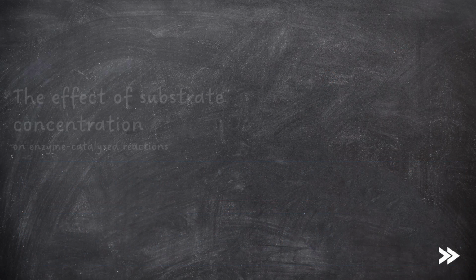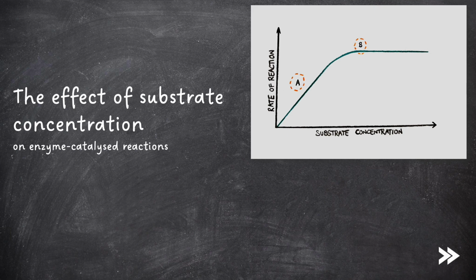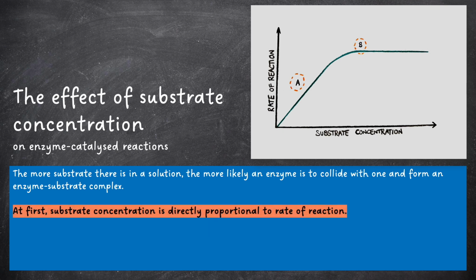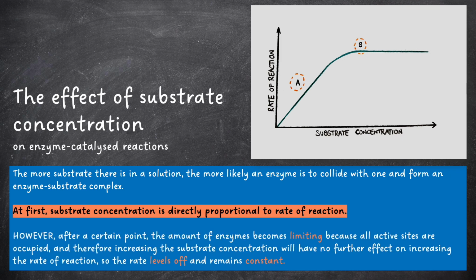Next we have substrate concentration, which shows the same trend as enzyme concentration. The more substrate there is in a solution, the more likely an enzyme is to collide with one and form an enzyme-substrate complex. Therefore, at A, substrate concentration is directly proportional to the rate of reaction. However, after a certain point, represented by B on the diagram, the amount of enzymes becomes limiting because all active sites are occupied, and therefore increasing the substrate concentration will have no further effect on increasing the rate of reaction, so the rate of reaction levels off and remains constant.